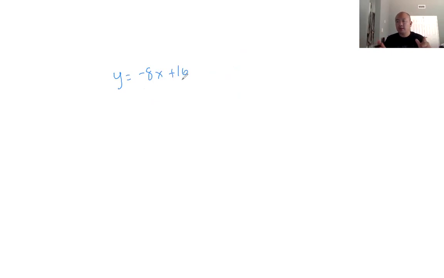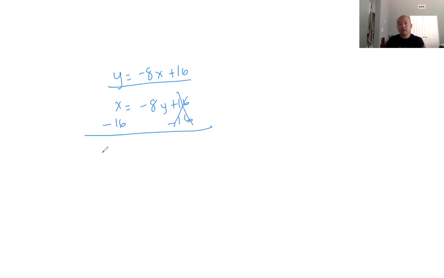Similar to what we did with the x and the y's, we're going to switch the x and the y here as well. So it's going to be x equals -8 times y plus 16. Then from there, you're going to get the y by itself because you want to get it into slope-intercept form. This will be the inverted line of the original. So you subtract the 16 first. It will be x minus 16 equals -8y, and then you divide by -8.